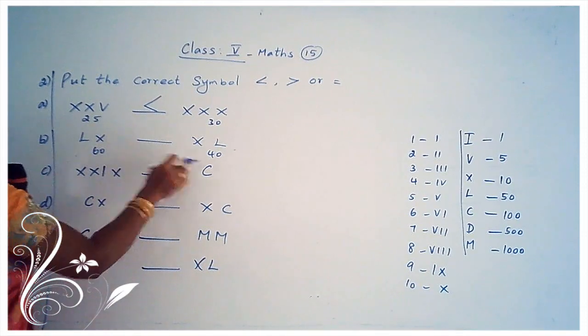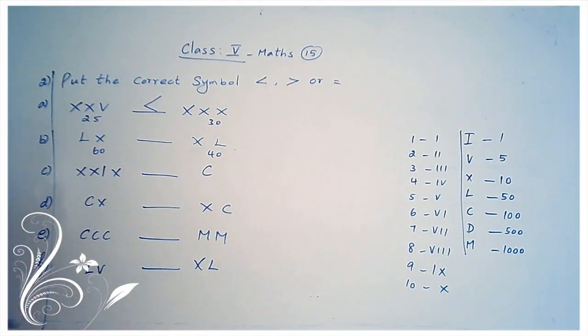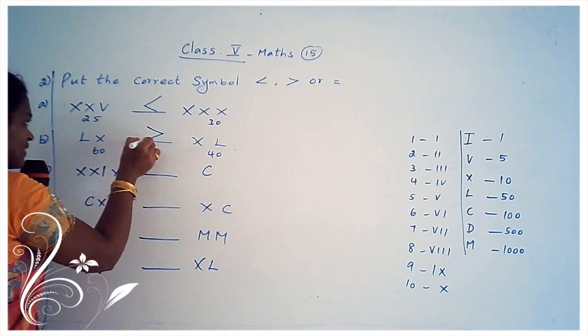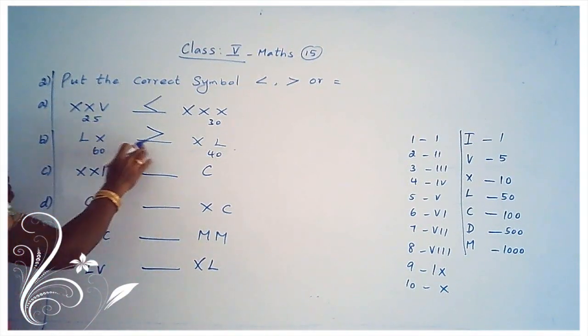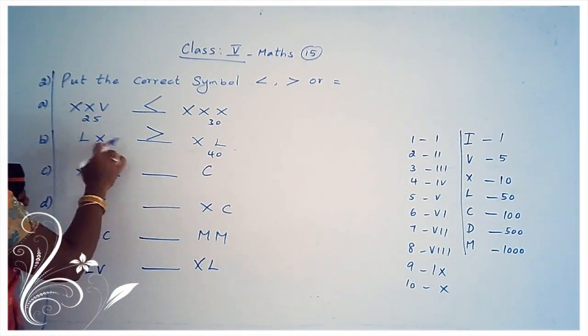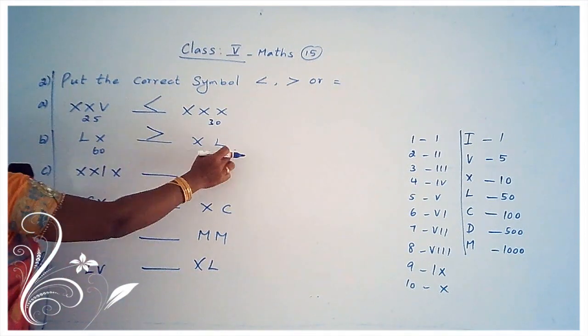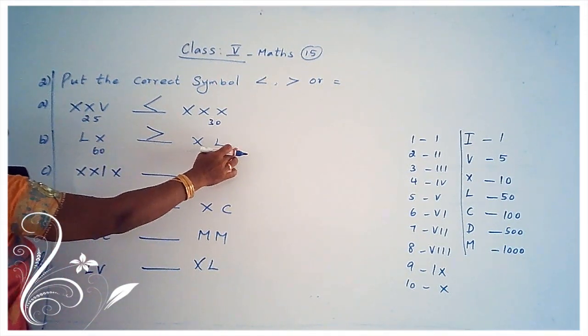Okay, children. Now you compare which one is greater? This side. 60 only greater. Yes, children. So however the greater number is written first and the symbol used is like this. Okay. Yes, children. So LX is greater than XL. Okay. Do you understand? Yes.